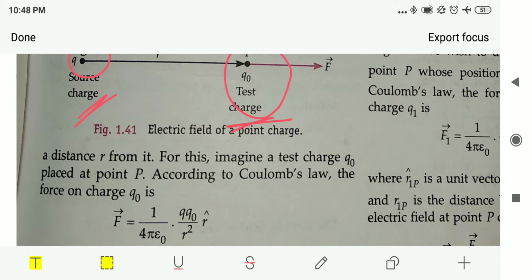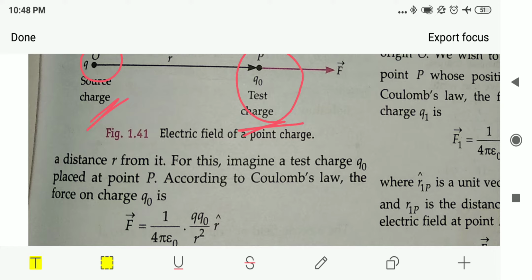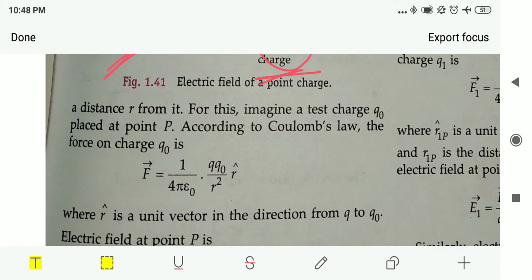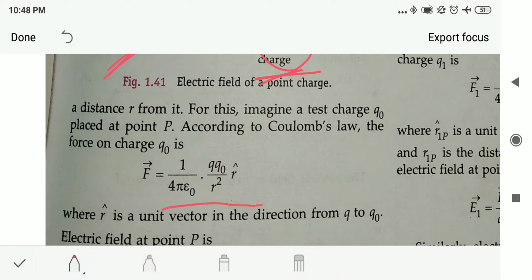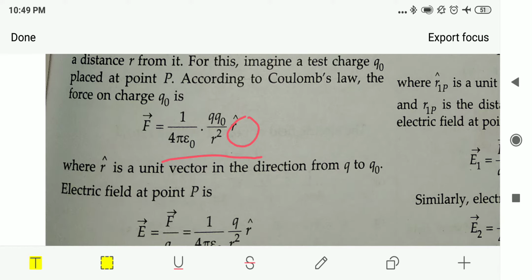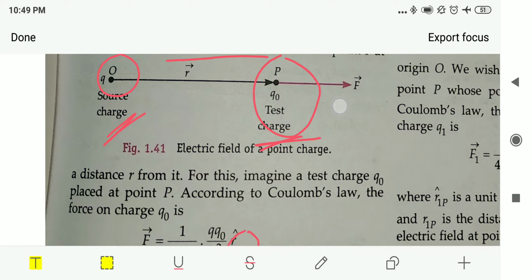So we imagine a test charge q naught which we have placed at point P. According to Coulomb's law, which we have discussed, the force on charge q naught is F equals 1 upon 4 pi epsilon naught, q times q naught upon r square, r hat. Here r hat is the unit vector in the direction from q to q naught.